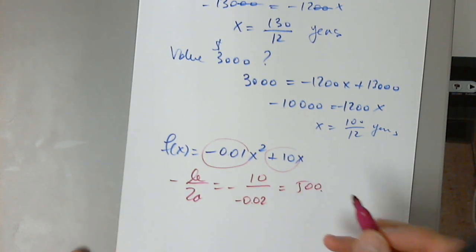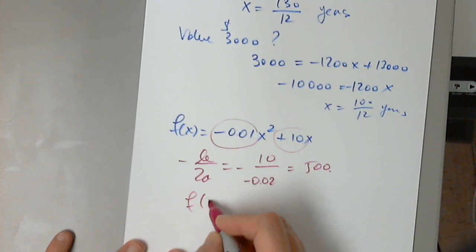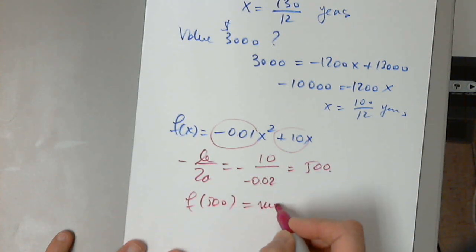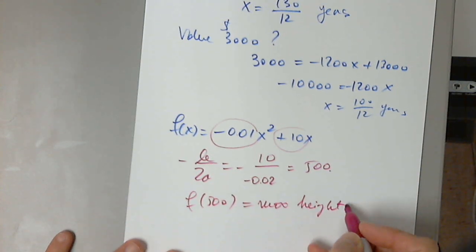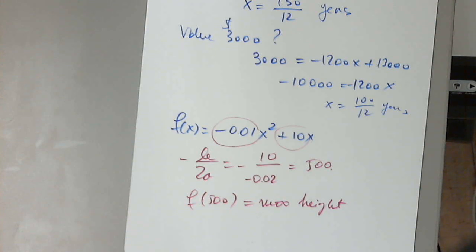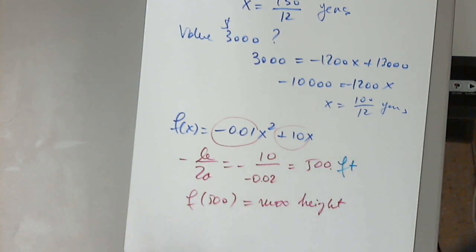So this is 500. So then f of 500 will be the maximum height. And you just plug it in. So x is 500 feet, and we want to determine the maximum height by plugging it in. Okay. So that's a typical situation with a model that is quadratic.